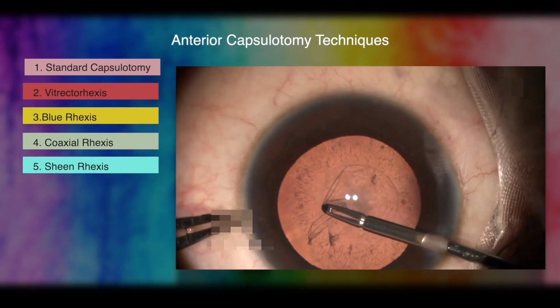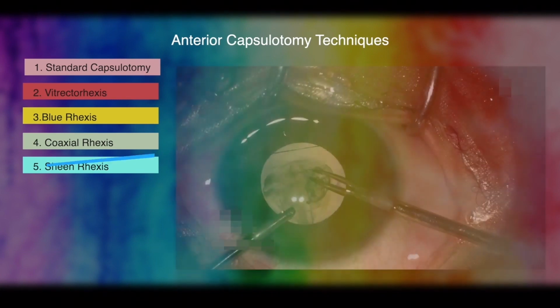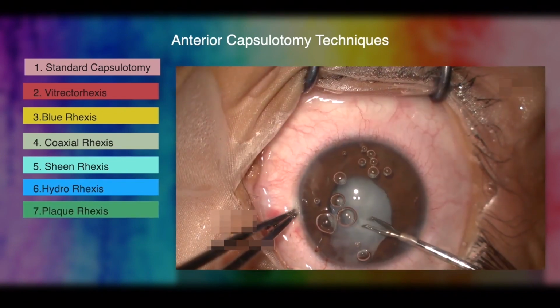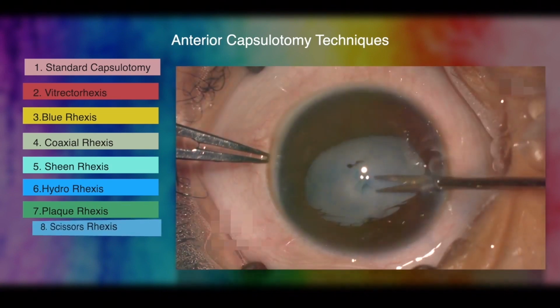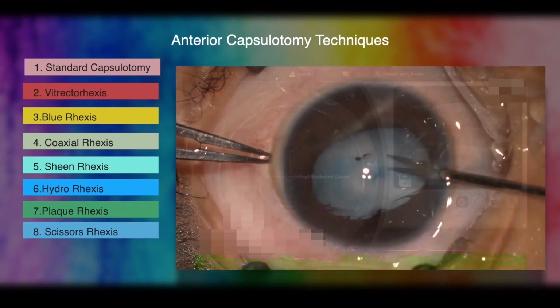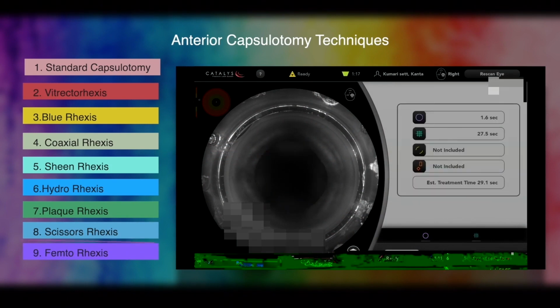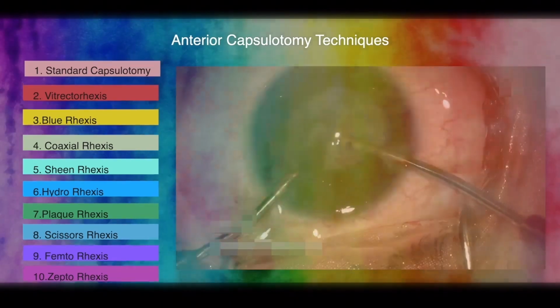The anterior chamber can be maintained using ophthalmic viscoelastic device or by an irrigation fluid. In the presence of a plaque, can be managed by rhexis forceps or by a vitrector or a pair of micro scissors. The technology of femtosecond laser-assisted capsulotomy and zeptopulse precision capsulotomy are also illustrated.